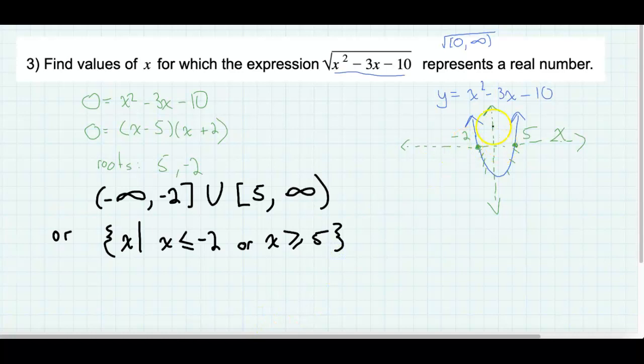So that really explains it. I think graphically you can see why that's true. So what values are going to work? We did use the roots, and then the graph helps us interpret what values will give us positives here.